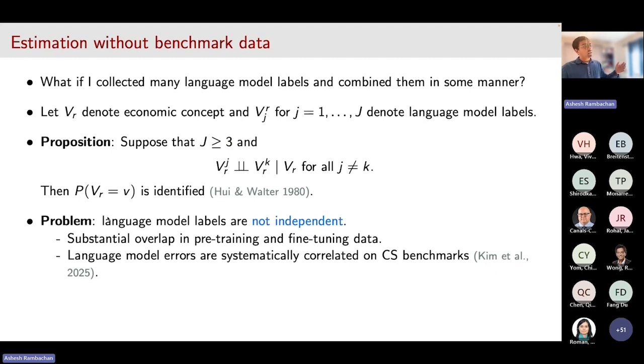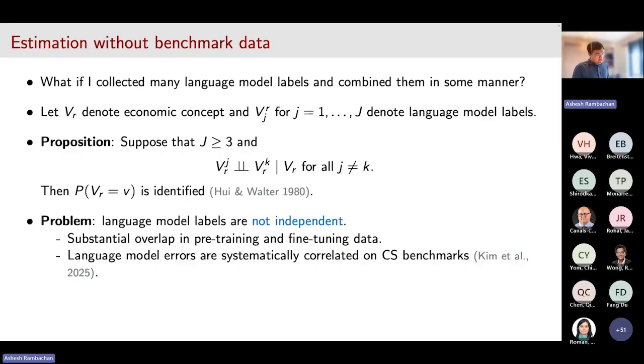The problem is that large language model labels are, of course, not independent from one another. There is substantial overlap in the pre-training and fine-tuning data across families of models. And furthermore, within a model, it's been trained in the same way. So different prompt engineering strategies produce labels that are extremely correlated with each other. And this is something that has, again, been systematically documented in benchmarks from computer science. And I'll point you to this recent paper from earlier this year.